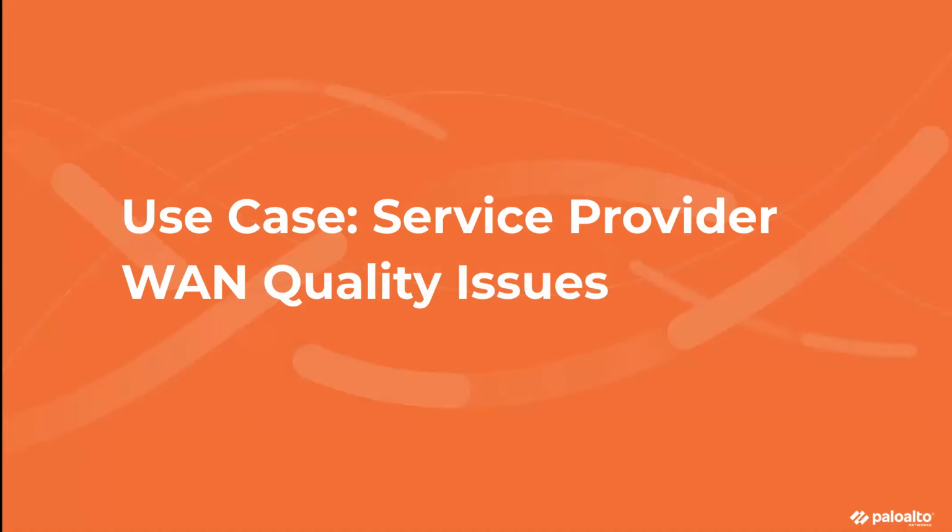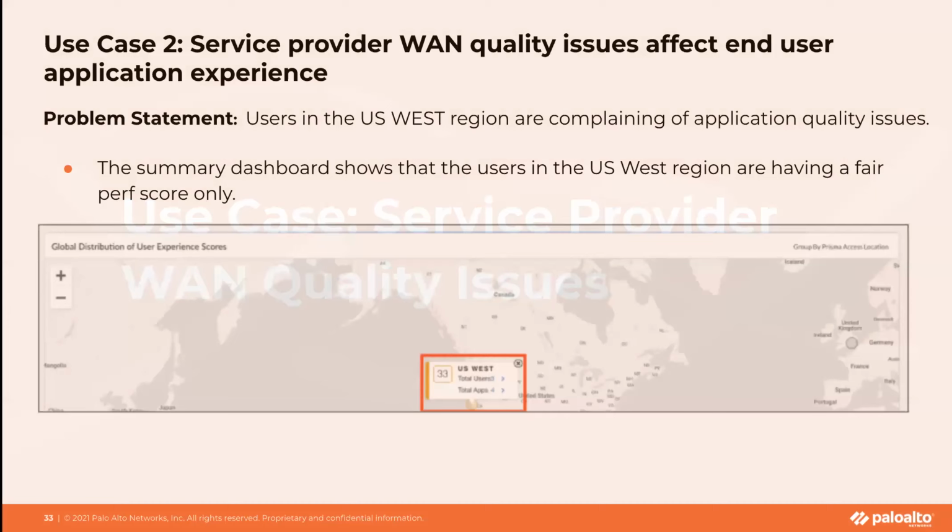Another use case is service provider WAN quality issues. Users in the US West region are complaining of application quality issues. For this one, we will log in to the ADEM portal and see in the summary dashboard that the US region has a fair performance score. You can see here it's showing amber, which means that the users in this US West region have fair performance. You can click on these users and we will go to the monitored users dashboard.